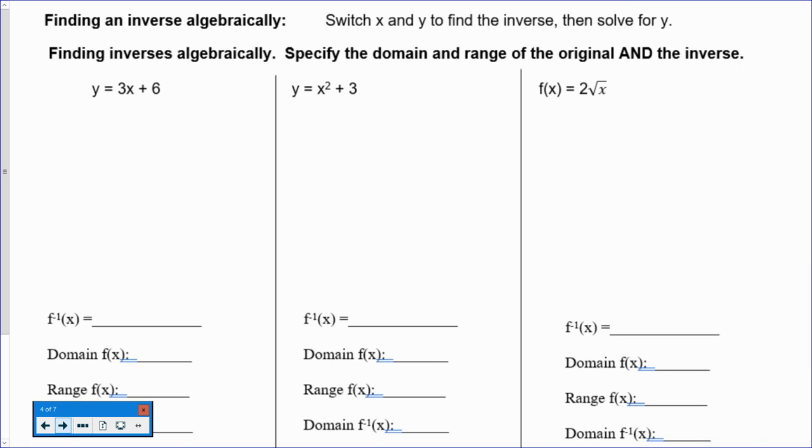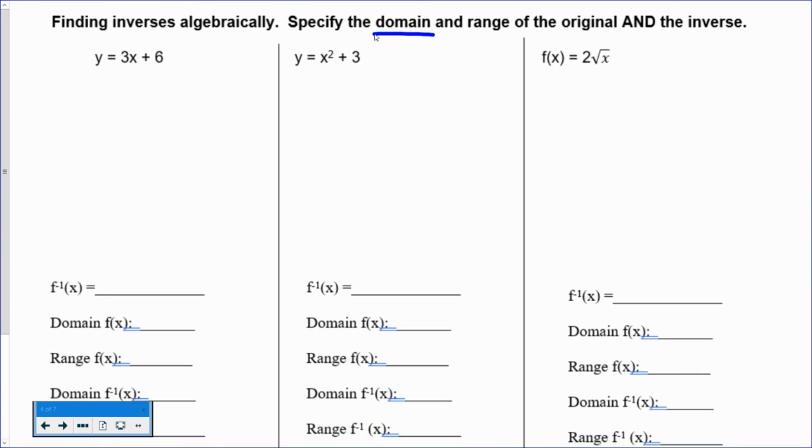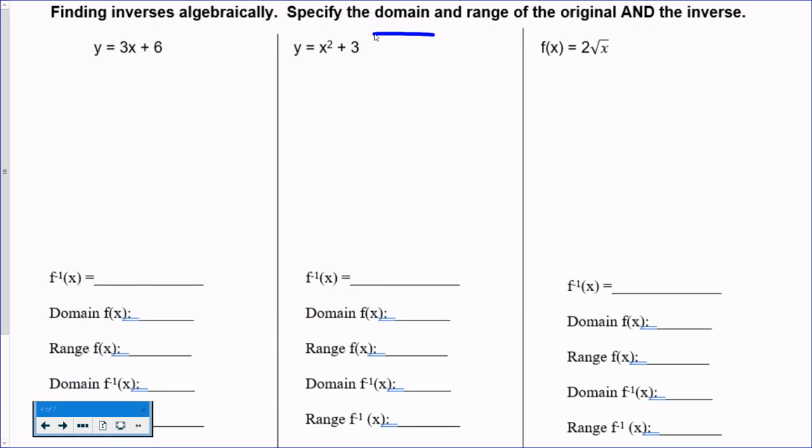Okay, so next we are going to find each of these equations. These are the original equations. We are going to find their inverses. So I'm going to go ahead and swap x and y. Since the domain and range switch, I can switch those variables, and then we'll solve for y. And we're also going to look at finding the domain and range for the original and the inverse.